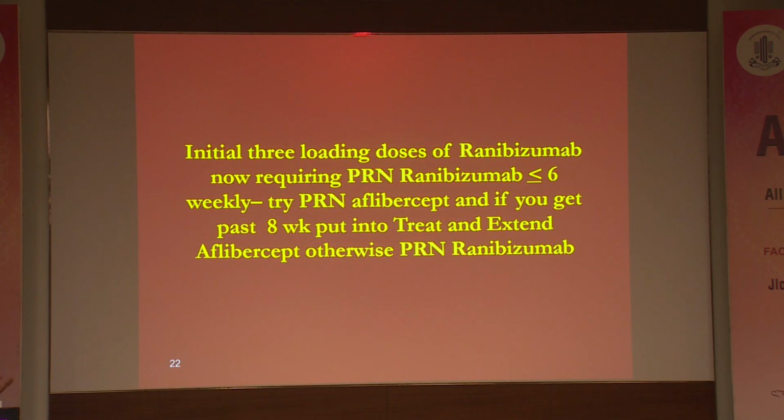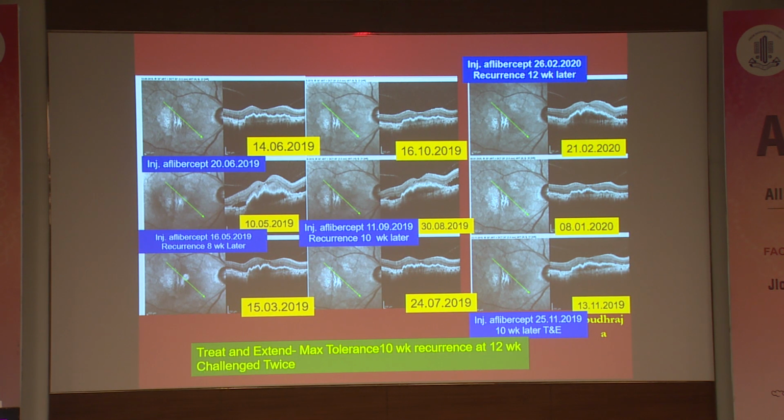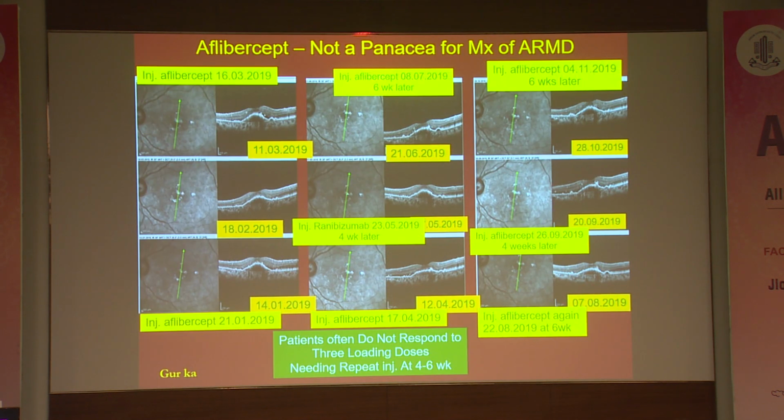Just to show you, if you have given the 3 injections of ranibizumab, still needing injections regularly, like in this patient, continued to require every 6-week injections, we put the patient on aflibercept, extended from 8 weeks to 10 weeks, it was maintained on 10 weeks, but at 12 weeks, we challenged him with a 12-week extension, he got a recurrence. And twice we did that. Once that happened, we went back, now we know this patient cannot go beyond 10 weeks, and he was being maintained on 10 weeks till he finally passed away.